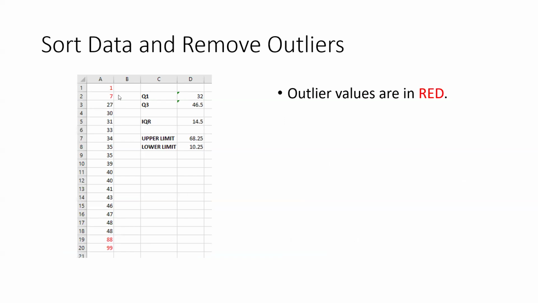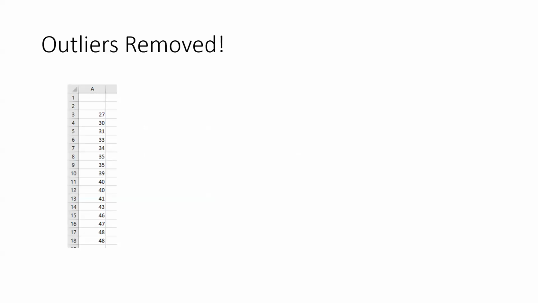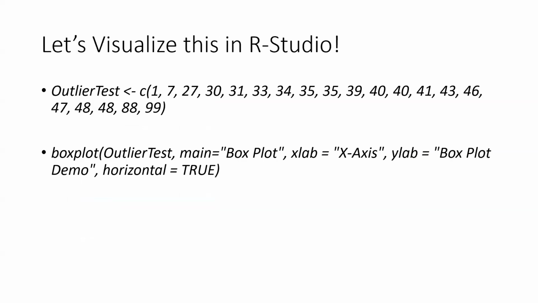So these are the outlier values that we are going to identify from the methodology that we employed as it pertains to removing or identifying outliers. So 1 and 7 are less than 10.25, so they go. And 88 and 99 are greater than 68.25, so they're identified. And if we find it to be appropriate, they're removed. So I'll show you how to do this in R. You can do this in R or RStudio. But here's how you would do this in R. And there are ways that this can also be achieved in R Commander, which we'll do in a later lecture.